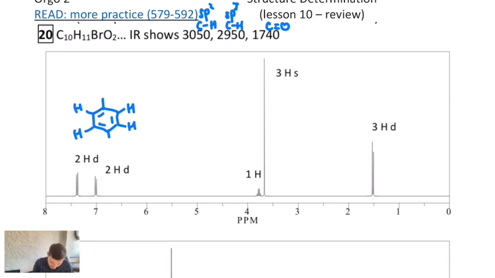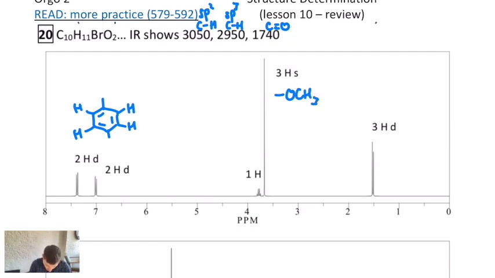The next thing that stands out is this 3 hydrogen singlet. A singlet means no neighbors. The location of that singlet in the 3s suggests this is an O-CH3 group. I don't know what else is attached to that, but that's there.